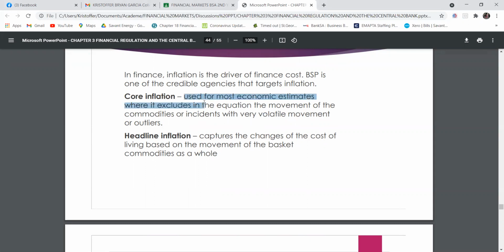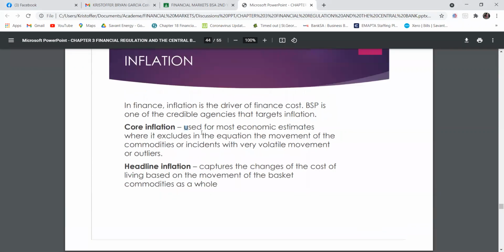So just be familiar with its definitions and its differences. So kung core inflation, it excludes the volatile movement or outliers, and then kung headline inflation naman, based on the movement of the basket. So yun lang siya.